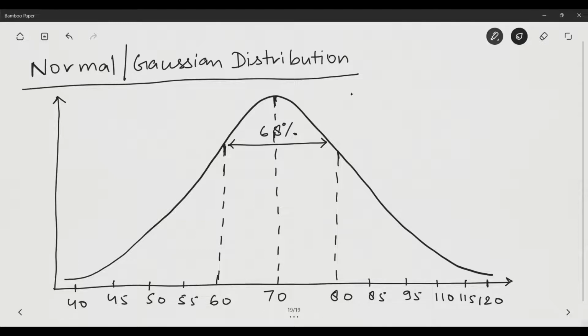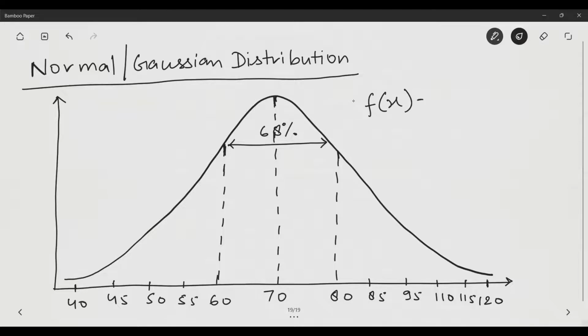Maybe my mu is 70, and this is the 68, 95, 99 rule, the empirical formula, if you remember. This is what we call a normal distribution, a Gaussian distribution. In a Gaussian distribution, 68% of the data will lie within mu plus minus one standard deviation. Suppose my mu is 70 and my standard deviation is 10. We discussed this in yesterday's session.